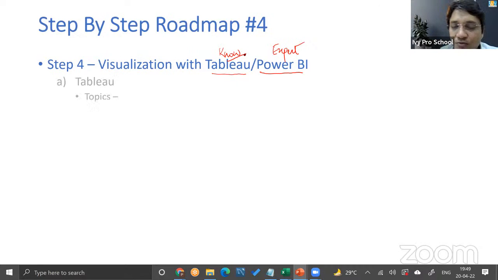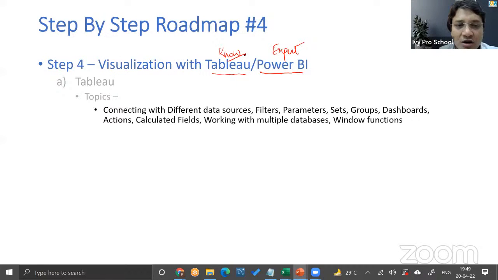As human beings, this is very, very important, guys. So some of the topics I've listed down here, connecting with different data sources. Oh, this is so important. This is also important in Excel. This is also important in SQL. Very, very important. Connecting with different data sources, filters, parameter sets, groups, dashboard, calculated fields.